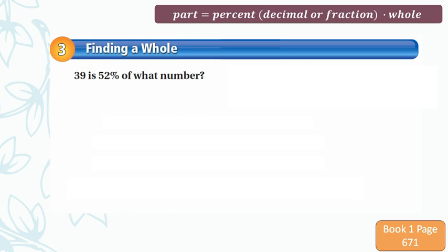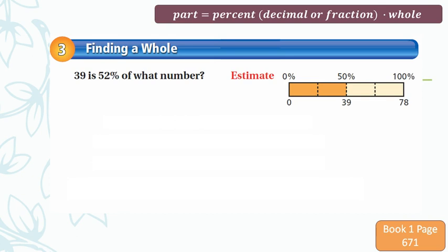Now let's investigate when a whole is missing. Finding a whole. 39 is 52% of what number? So remember, we can write 52% as a decimal or a fraction. Estimate this by assuming that 52% is close to 50%, and if 39 is almost half, doubling it will make the full answer 78, or at least approximately close.